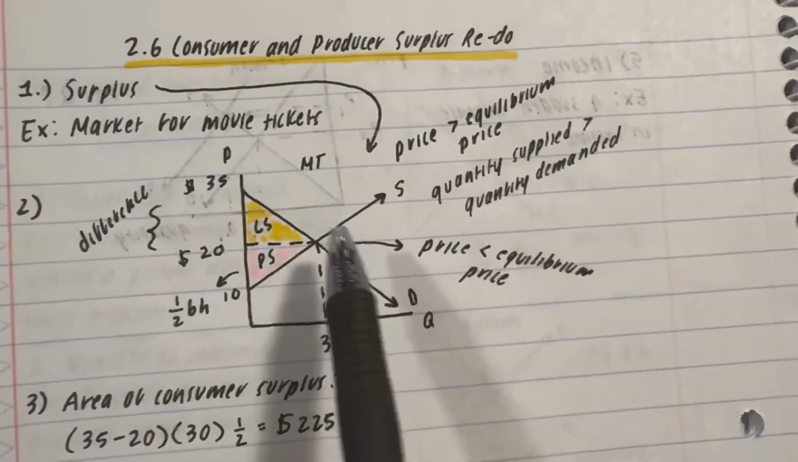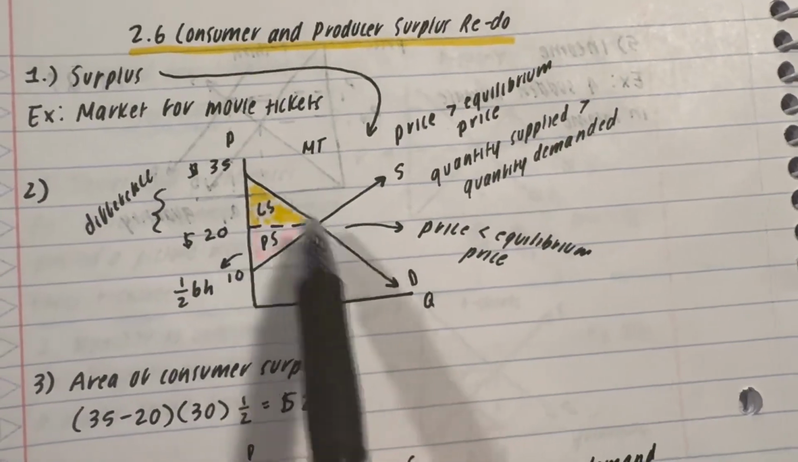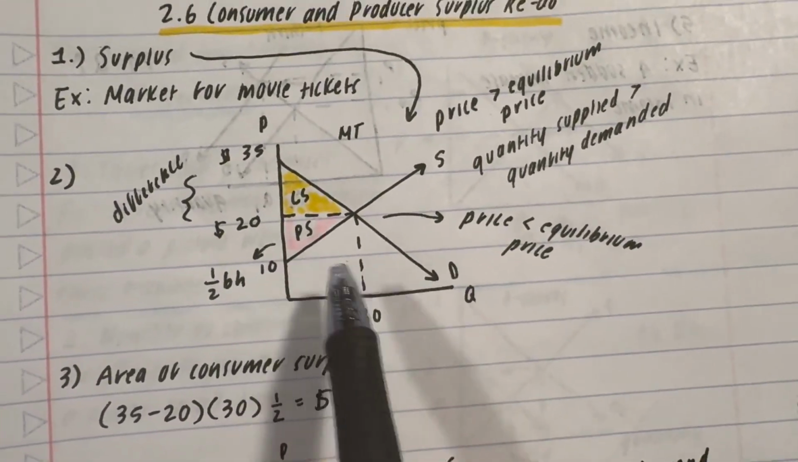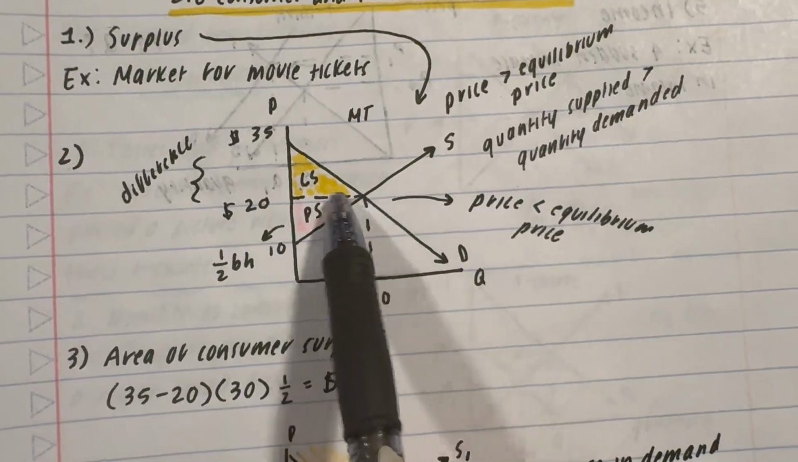Like I mentioned before, the consumer surplus exists on this upper triangle right here, whereas the producer surplus exists right below it.